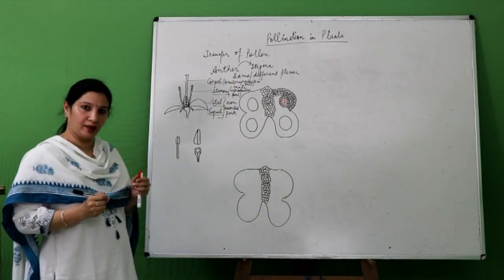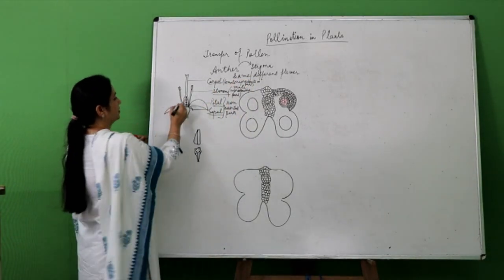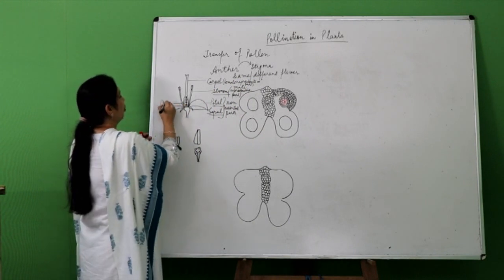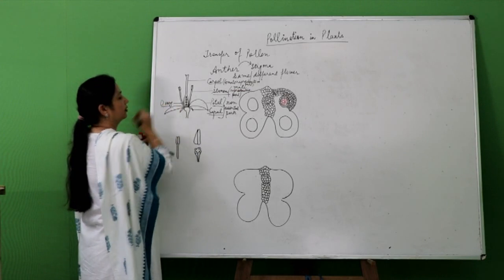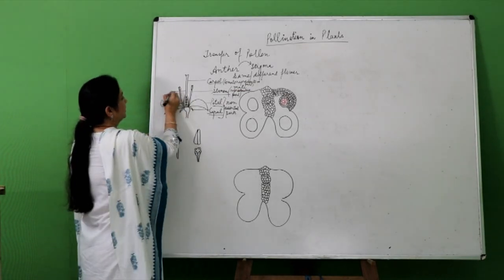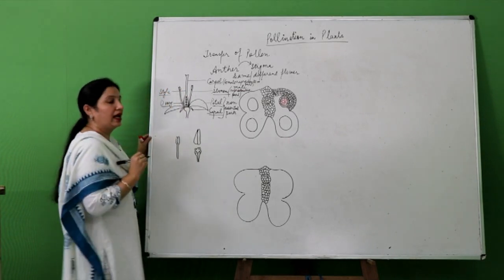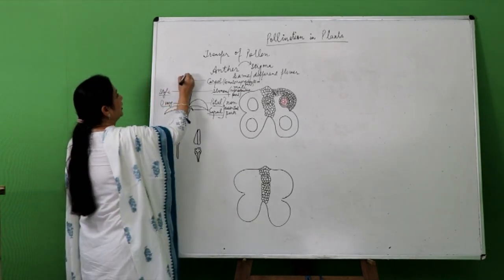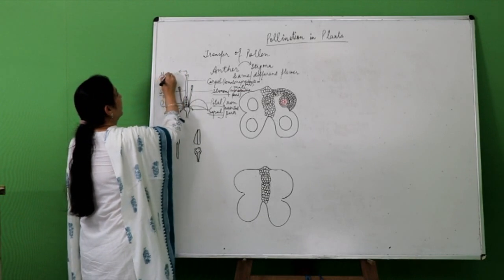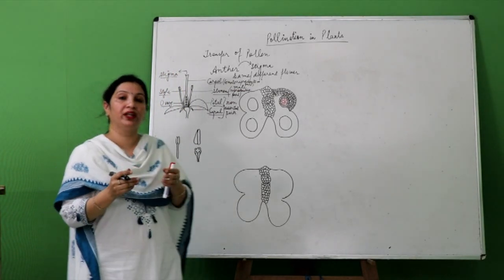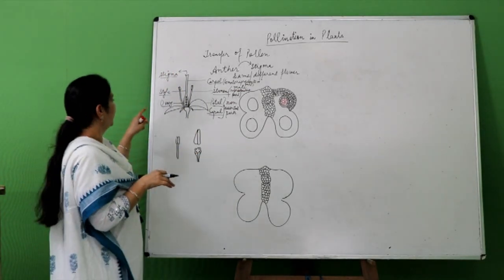Now, if we see a carpel, it consists of three parts. This basal swollen portion is known as ovary. This stalk-like portion is known as style. And the terminal receptive portion is known as stigma. Now, this is the place where the pollen have to land, right?